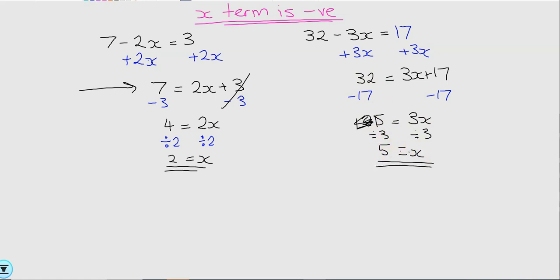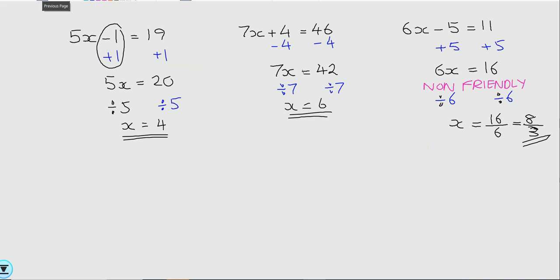It doesn't matter which way round you write these. You can write x equals 5 or 5 equals x. It's the same thing, right? So it's just a matter of practice now. And yeah, if x is negative, make it positive. If it's not negative, just crack on.